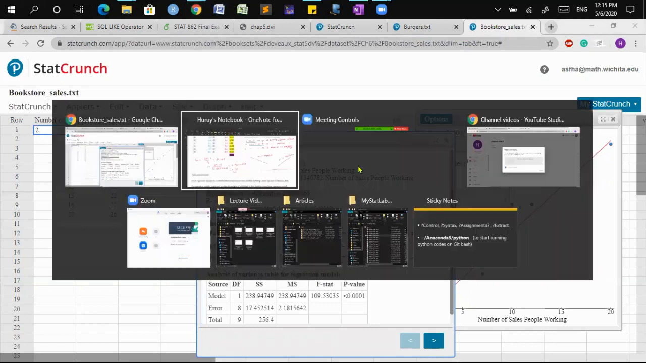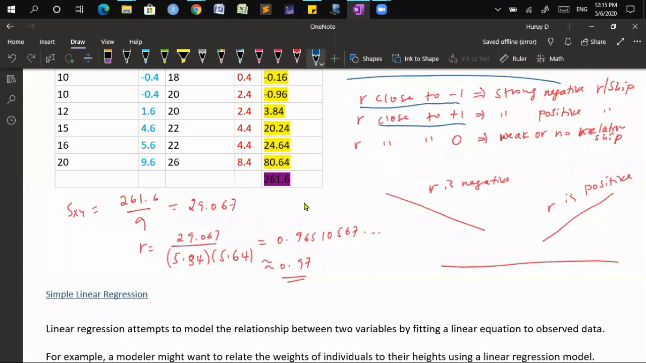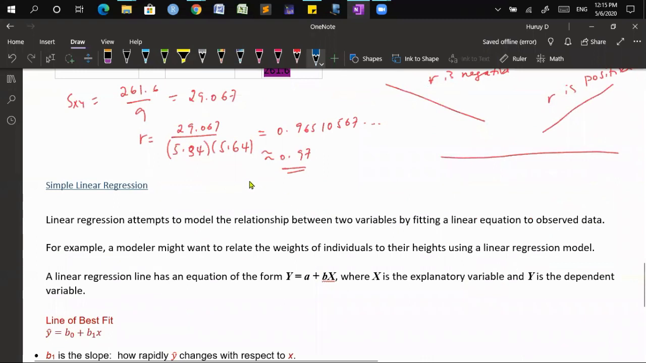Now, the next is the simple linear regression. But before that, if you have any question regarding the correlation. If you don't, I will just continue so that we can save some more time.